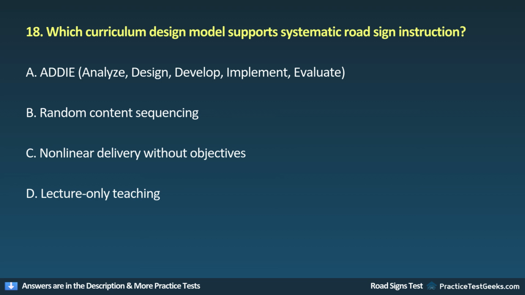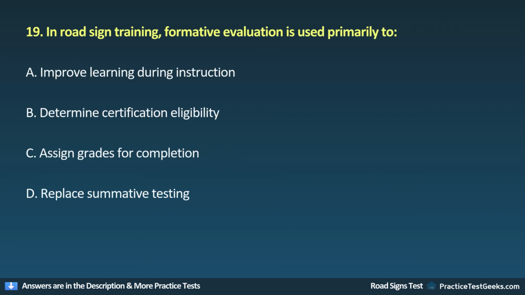Which curriculum design model supports systematic road sign instruction? A. ADDIE: analyze, design, develop, implement, evaluate. B. Random content sequencing. C. Nonlinear delivery without objectives. D. Lecture-only teaching. 19. In road sign training, formative evaluation is used primarily to A.